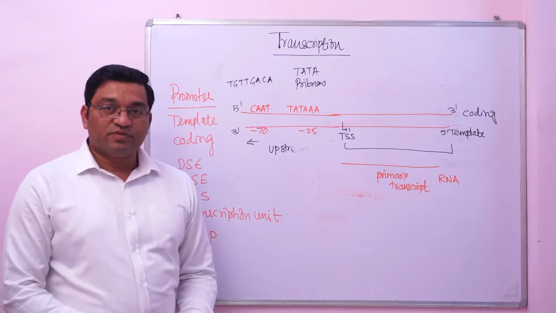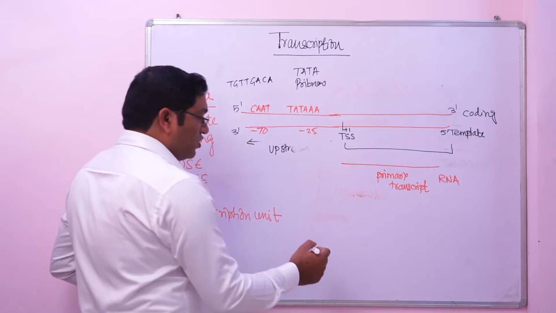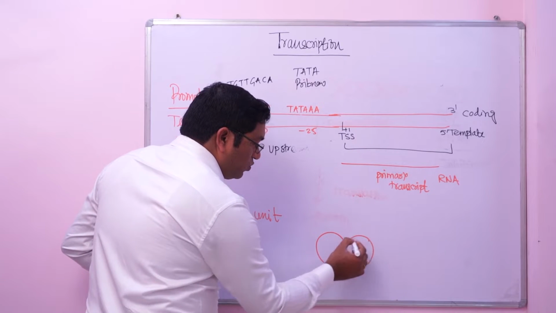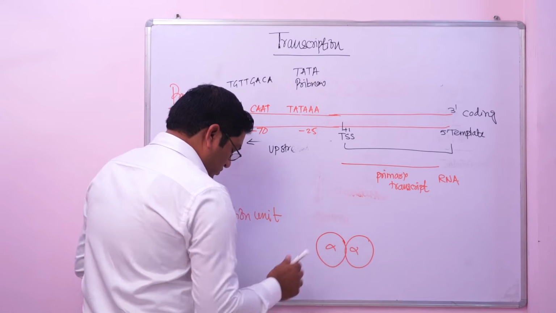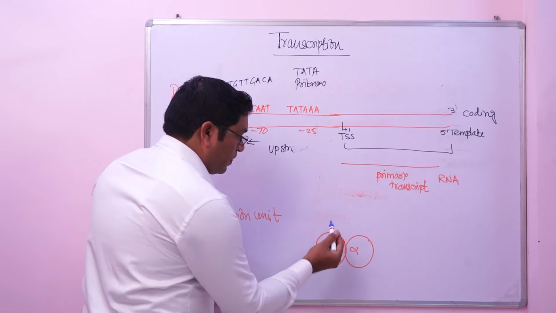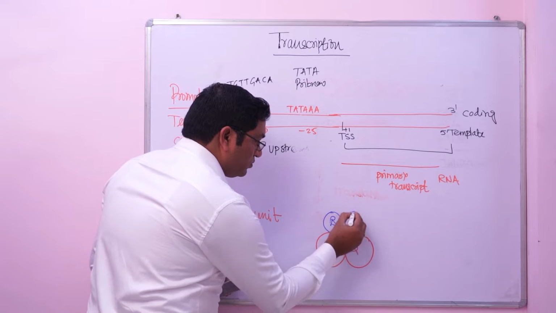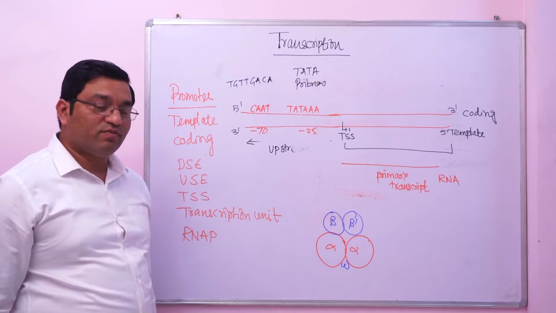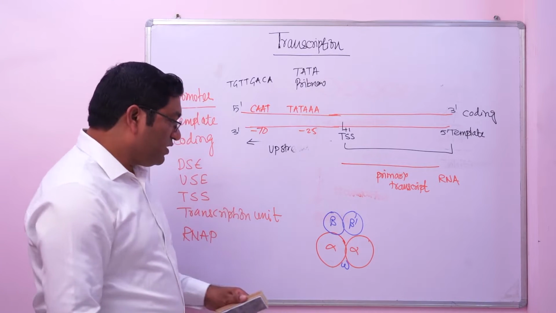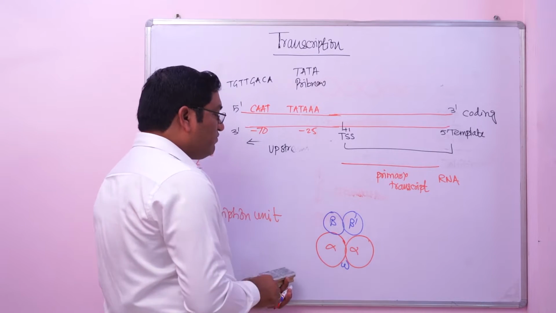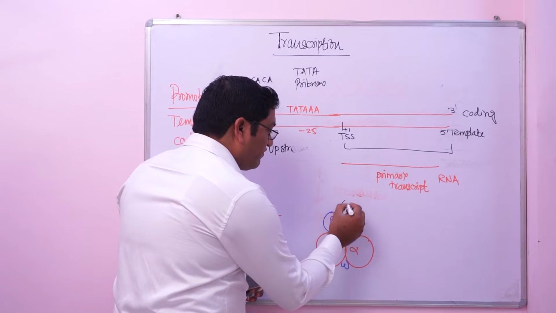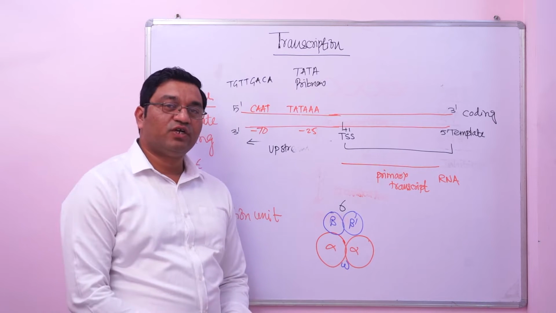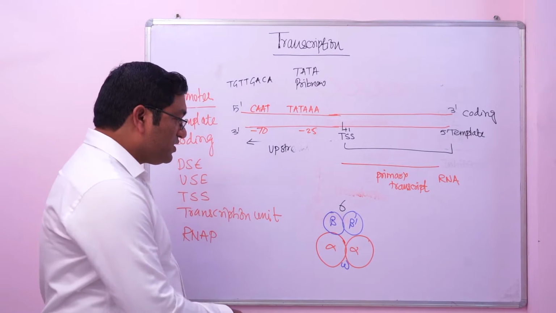Now RNA polymerase. RNA polymerase in prokaryotes has two alpha units, then beta, beta prime and omega. This is the core enzyme of RNA polymerase. Now one factor is there that is known as the sigma factor. The sigma factor completes the enzyme and converts this core enzyme into a holoenzyme. So this is RNA polymerase.